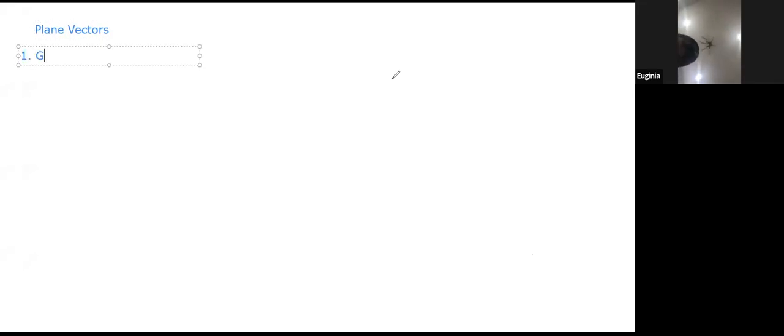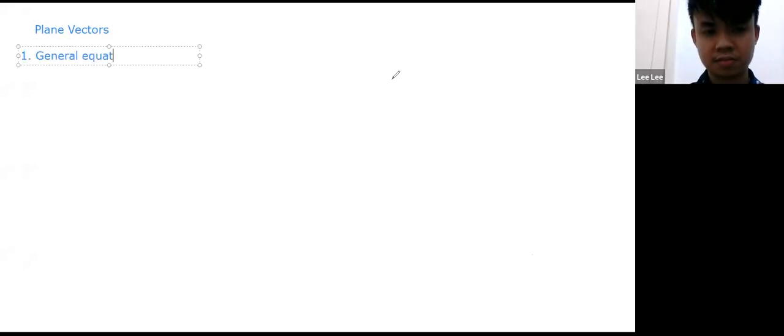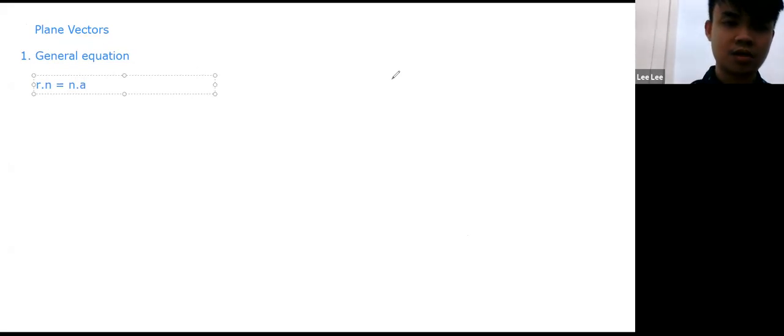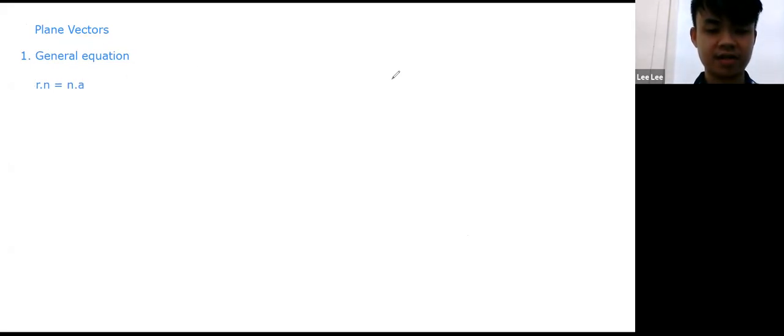So the first one, I start with the general equation. If you think it's too fast, you tell me, so I stop and explain again. It's given by r dot n equals n dot a. All of you have learned what is meant by the dot rule, right?